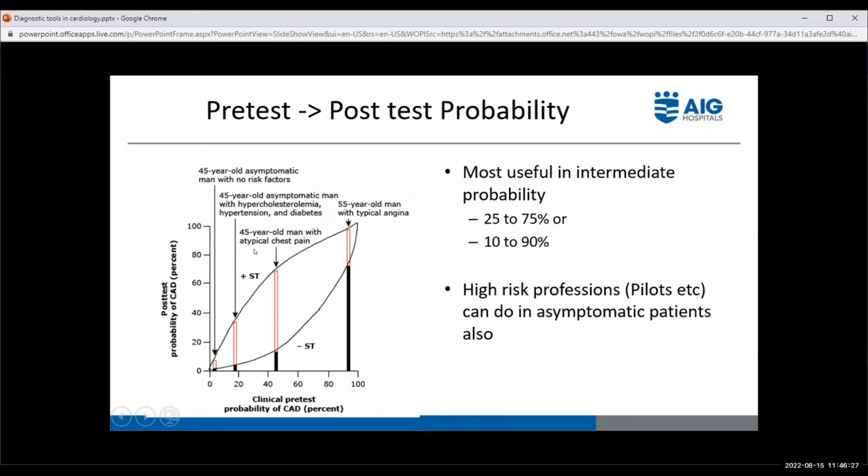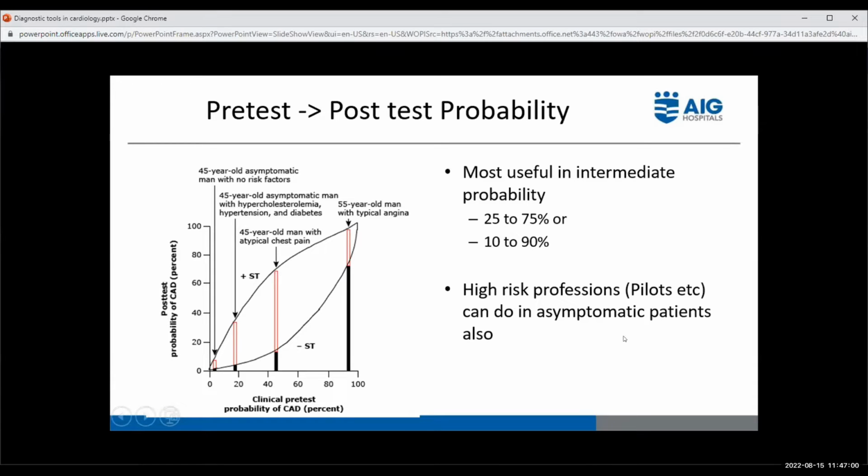You can see here a 48-year-old male patient with no risk factors: the probability is very low. With hyperlipidemia, hypertension and diabetes in asymptomatic patients, it is around 35%. With atypical chest pain, it crosses more than 60%. If it is typical chest pain, it is almost 90%. The test is most useful in intermediate probability cases, like 25 to 75% or 10 to 90%.